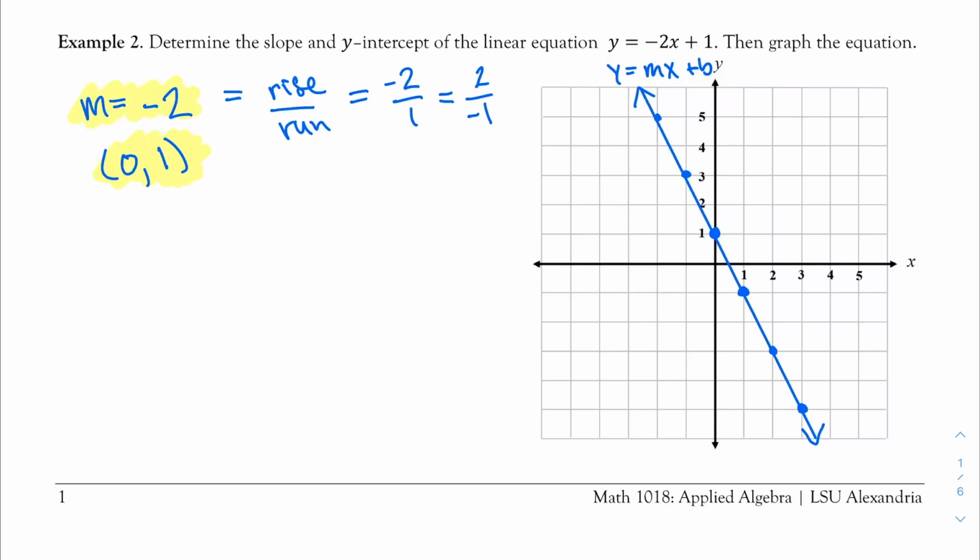So now if I give you an equation in slope-intercept form, we can actually figure out the graph, the slope, and the y-intercept pretty nicely. So let's move to example 3.